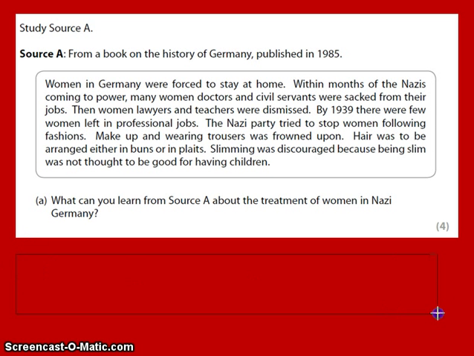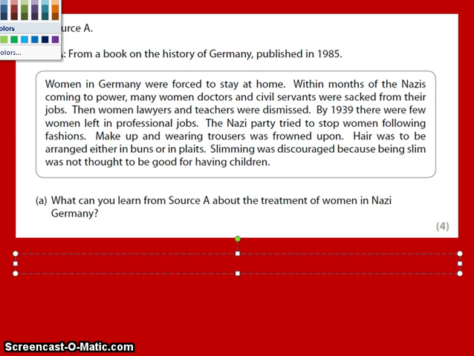Okay, now to get 4 marks, as I just said, we need to make a supported inference. When you're making your inference, you need to be really careful that you're just not repeating or paraphrasing what has been given to you in the source. And so I always teach you that you should try to use language that isn't in the source itself.